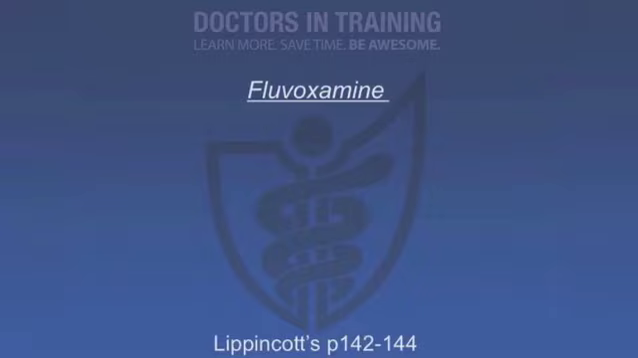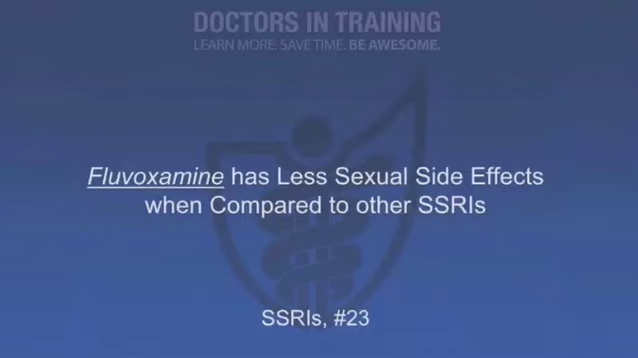Fluvoxamine has the shortest half-life of all the SSRIs. It works on serotonin as well as an alpha-1 receptor, and it has the highest affinity at this alpha-1 receptor than any of the other SSRIs, and it may contribute to its anxiolytic properties. Fluvoxamine has fewer sexual side effects when compared to the other SSRIs. Fluvoxamine is FDA approved for obsessive compulsive disorder. Its extended release form is also used in social anxiety disorder.